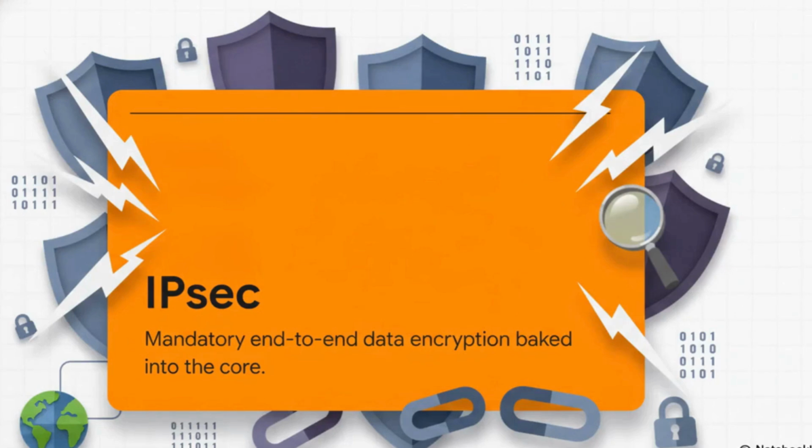Next up is security. In IPv4, security protocols were basically an add-on, kind of an afterthought. But with IPv6, Internet Protocol Security, or IPsec, is baked right into the core protocol. This means end-to-end data encryption is a foundational element. You no longer have to bolt security on hoping it holds. It's a built-in requirement for every single connection, making the next-generation internet vastly more secure right out of the box.